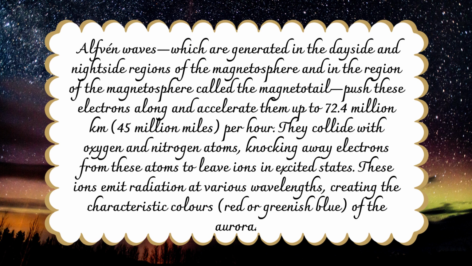Alfvén waves, which are generated in the dayside and nightside regions of the magnetosphere and in the region of the magnetosphere called the magnetotail, push these electrons along and accelerate them up to 72.4 million kilometers, 45 million miles per hour. They collide with oxygen and nitrogen atoms, knocking away electrons from these atoms to leave ions in excited states. These ions emit radiation at various wavelengths, creating the characteristic colors, red or greenish-blue, of the aurora.